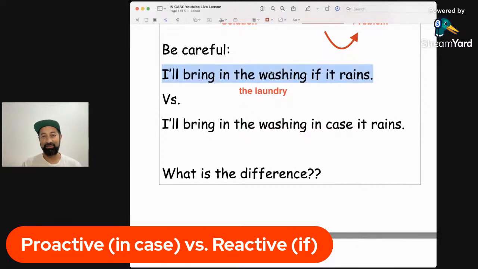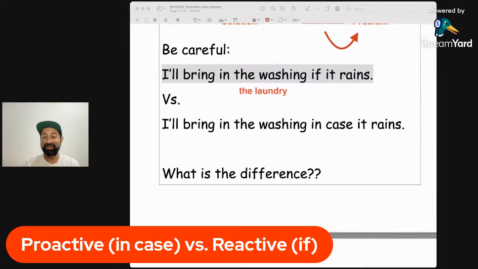Now, the other example, if we're talking about if, and I'll highlight that in blue, I'll bring in the washing if it rains. This means I'm going to react to the problem. I've put my laundry on the terrace or on the roof. I've put it outside. It's hanging. It's drying. Then I just leave it. I don't care. But suddenly I notice, oh no, it's raining. My clothes are getting wet. So I quickly go outside. I bring in the laundry. So I'm reacting to the problem. In case, I'm preparing for a possible problem.